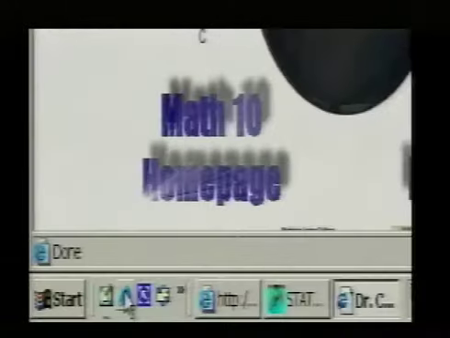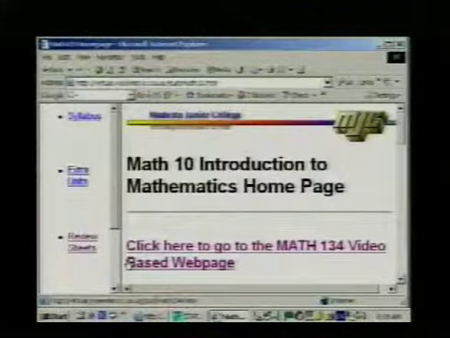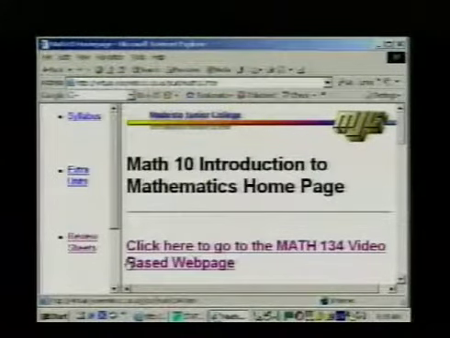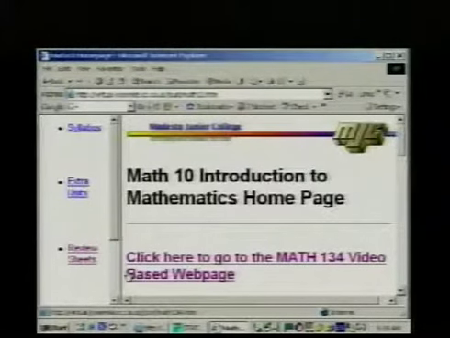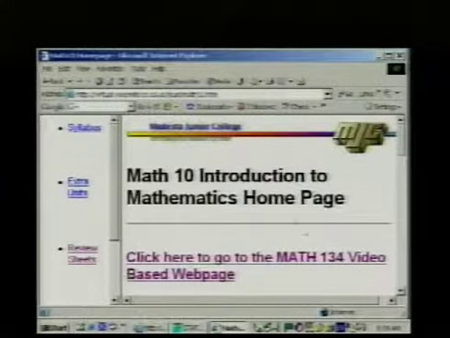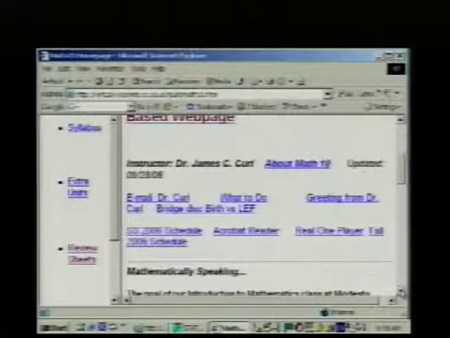So in any one of these, coming back over to the Math 10, you click on any one of these, and you get a home page for that particular course. So if I click on Math 10, what I'm going to get is this page, which says it's an Introduction to Mathematics home page. And again, let me scroll down the right side of that. There's some information here that you could use.